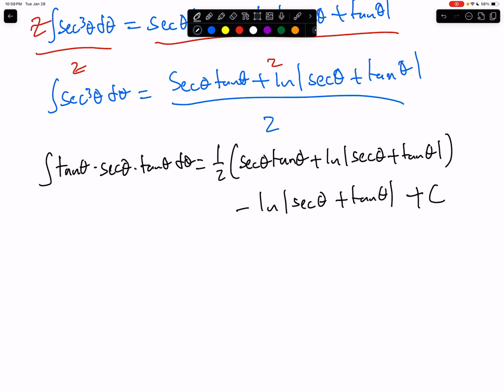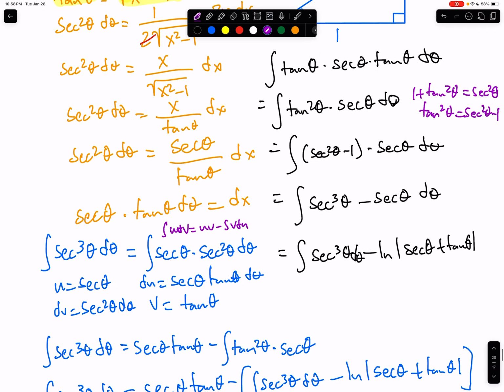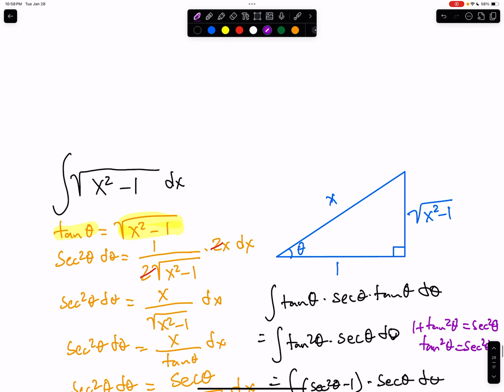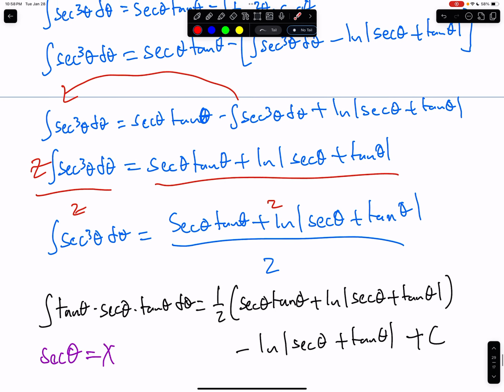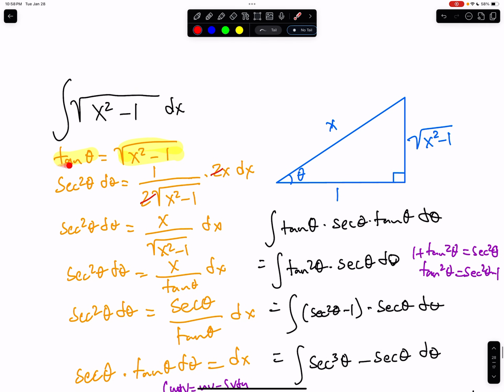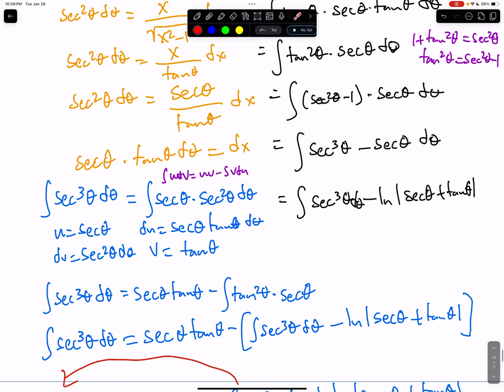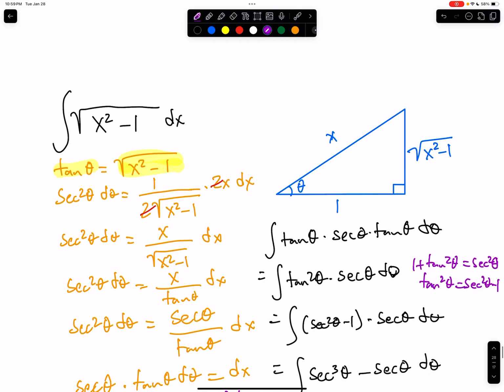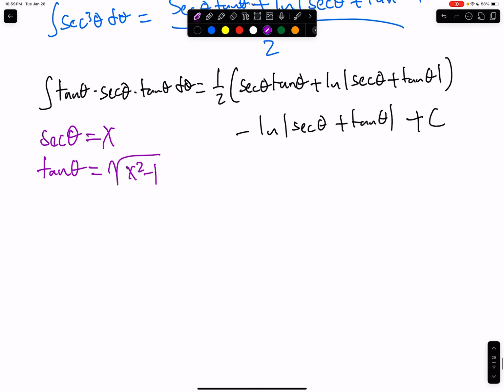Let's recall, using our right triangle here, that secant of theta is x over 1, right? Secant of theta is x: hypotenuse over adjacent, so x over 1, which is x. Tangent of theta, which we assigned right at the beginning, is the square root of x squared minus 1.